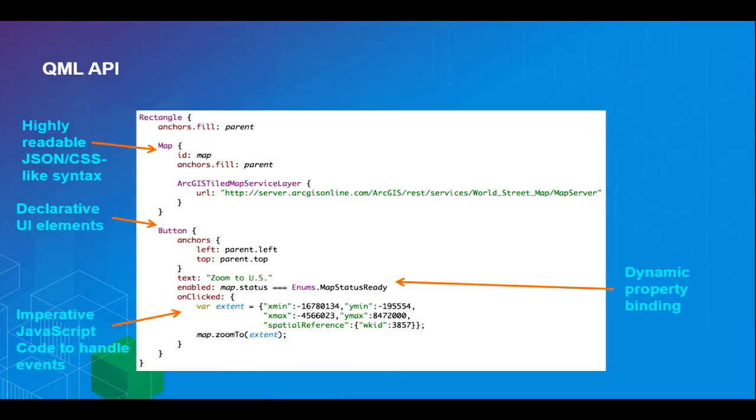We get dynamic property bindings. Here we have an enabled property that's hooking up to the map status, determining whether the map status is ready or not. Once that JavaScript expression evaluates, the enabled property automatically gets set to true. So it saves you a lot of time conditionalizing your code. You can use this property binding dynamically. And then we bring in the ArcGIS Runtime on top of the QML language.